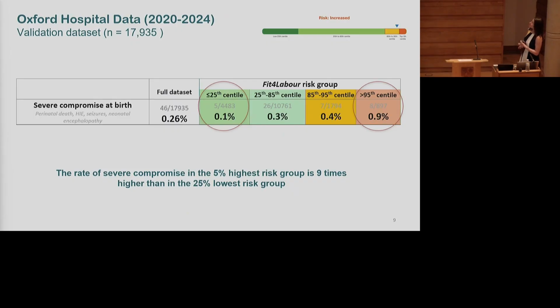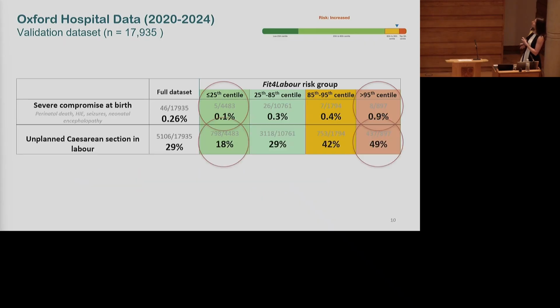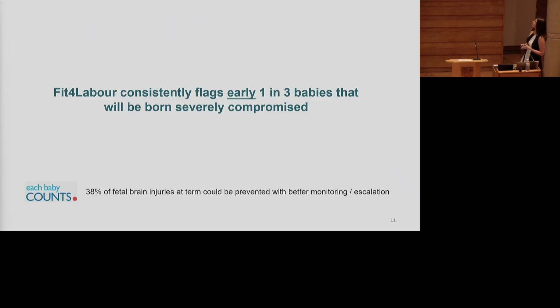So this is the latest Oxford data as a validation never seen by the model, and you can see this beautiful separation here. So you can actually really have more confidence that the risks are low in 25% of your monitored population, and in the top 5% escalate quickly. And you can see the more recent, and that C-section rate, emergency cesarean sections, is rising.